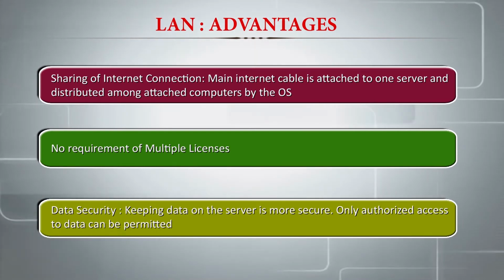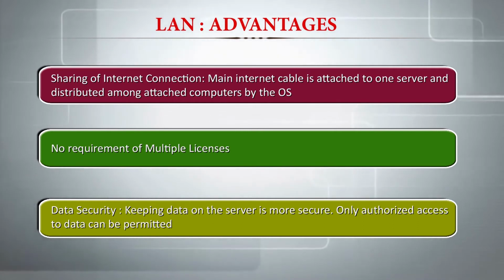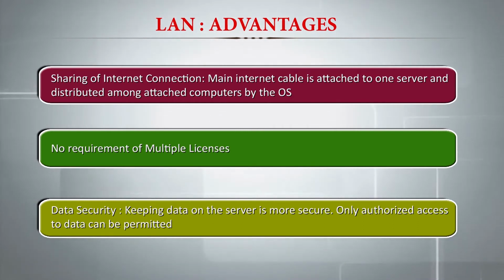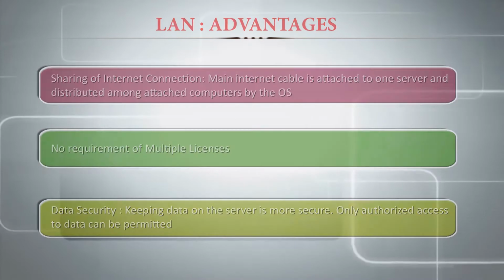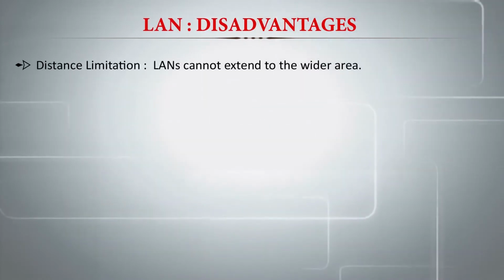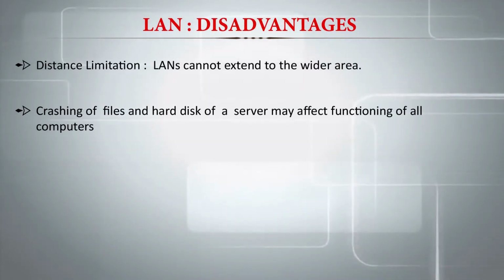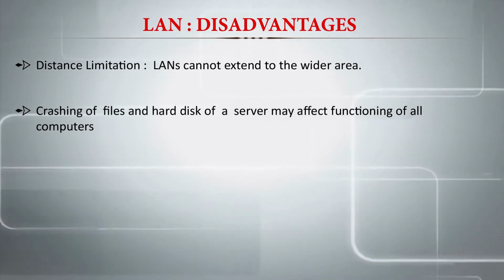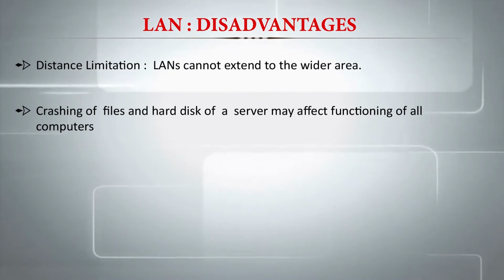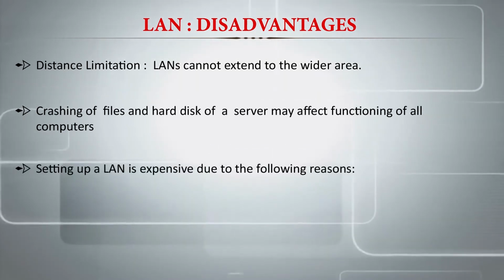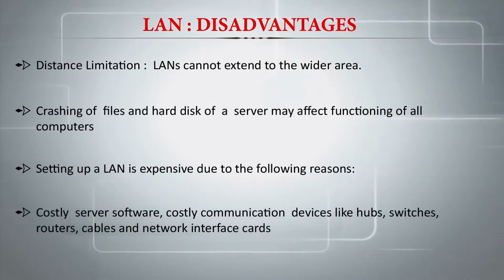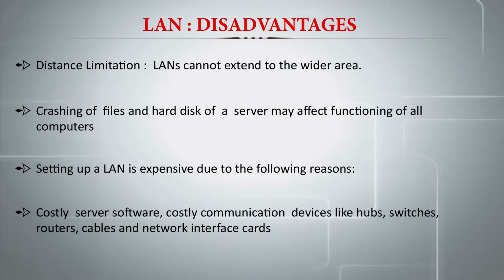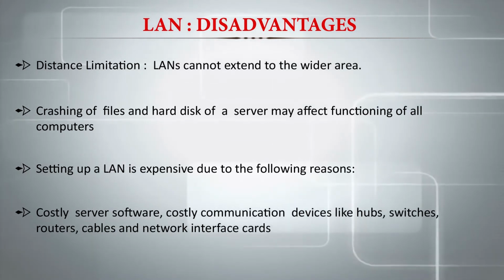Data security is also there. Keeping data on the server is more secure. Only authorized access to data can be permitted. Distance limitation is there. This is one thing. Crashing of files and hard disks of a server may affect the functioning of all computers. This goes as part of the drawbacks. Setting up a LAN is expensive due to the following reasons: costly server software, costly communication devices, hubs, switches, network interface cards. So these are the features.